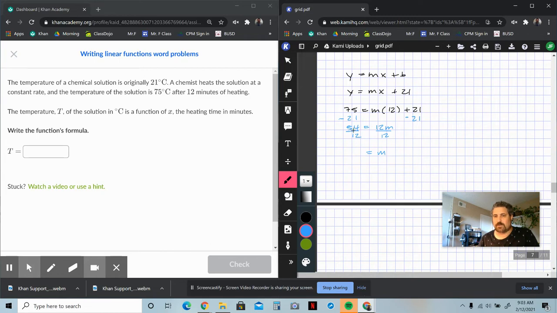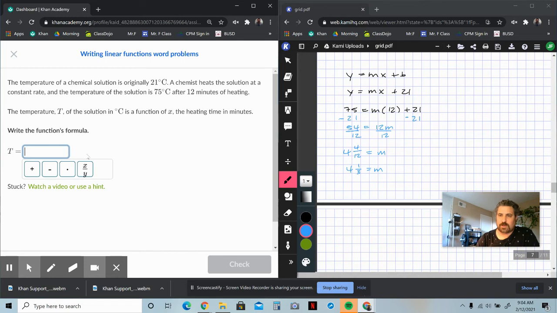54 over 12. 12 goes into 54 4 times, which is 48, with 4 left over. So 4 and 4/12, or 4 and 1/3, which is 4.3 repeating. So we're going to say 4 and 1/3 equals m. So that's kind of the idea here. So we know that the multiplier is 4 and 1/3. I guess it's not meters. It's going to be degrees Celsius per minute. Okay, so the rate is 4 and 1/3 degrees Celsius per minute.